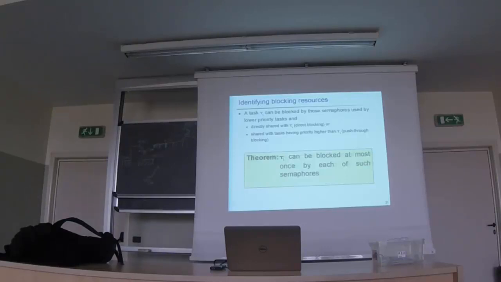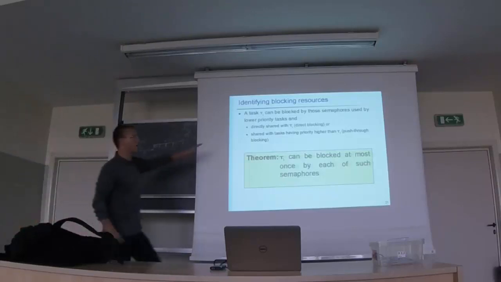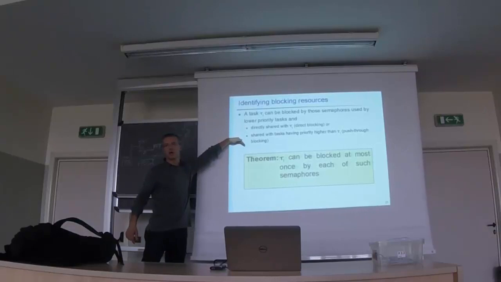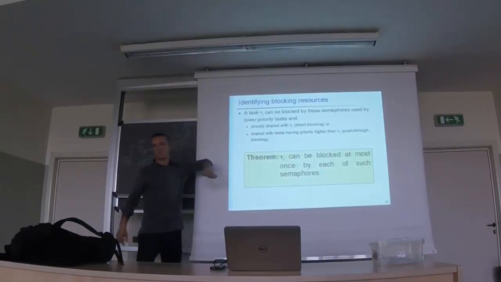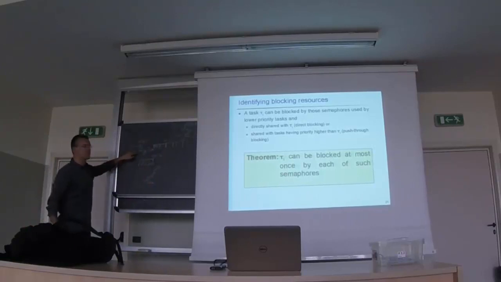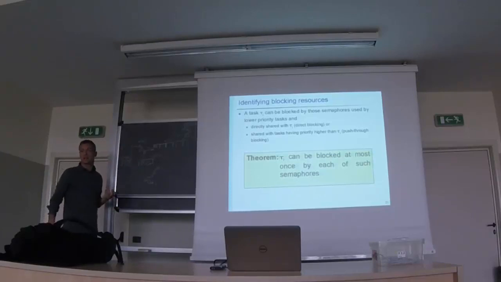In italiano, noi ci possiamo bloccare una volta su ogni semaforo tra quelli che abbiamo identificato qua, o quelli di bloccaggio diretto o quelli di bloccaggio indiretto, no? Condivisi da task ad alta e bassa priorità. Perché non più di una per semaforo? Perché io posso essere bloccato solo se quando io ho richiesto la mia risorsa qualche task a bassa priorità avesse già chiesto quel semaforo, no? Fosse già il proprietario del lock su quel semaforo.